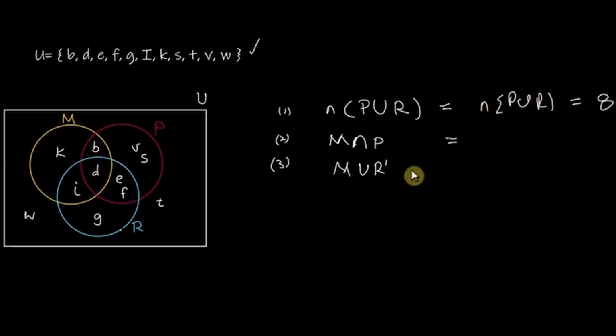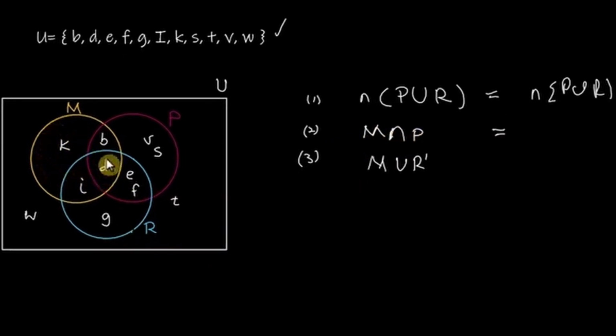The second part of the question is asking us to show the set which represents the intersection of M and P. So M is the yellow circle, P is the red circle. So the intersection of the red and the yellow circle is clearly B and D. So we could just write that is equal to B and D.